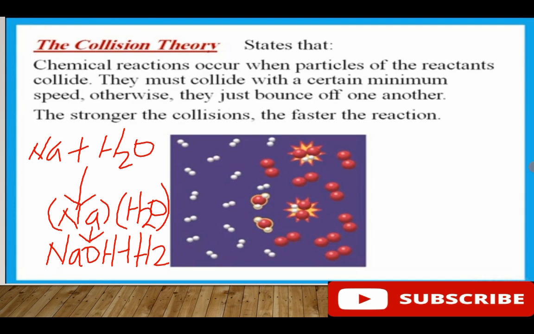Alright, so what decides the speed of a chemical reaction? How can you make a chemical reaction speed up or increase its speed? Remember, the key to producing a chemical reaction is a collision between particles. Particles must collide. The reactants must collide. If the reactants don't collide, don't expect a chemical reaction to take place.